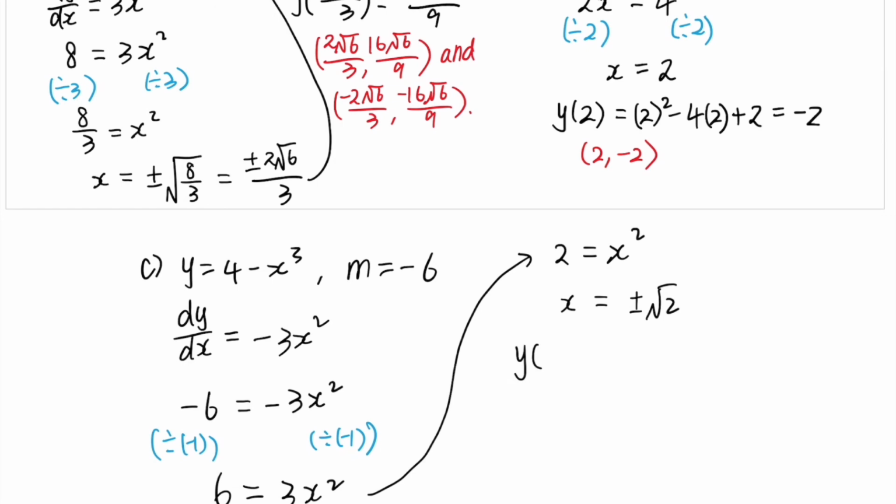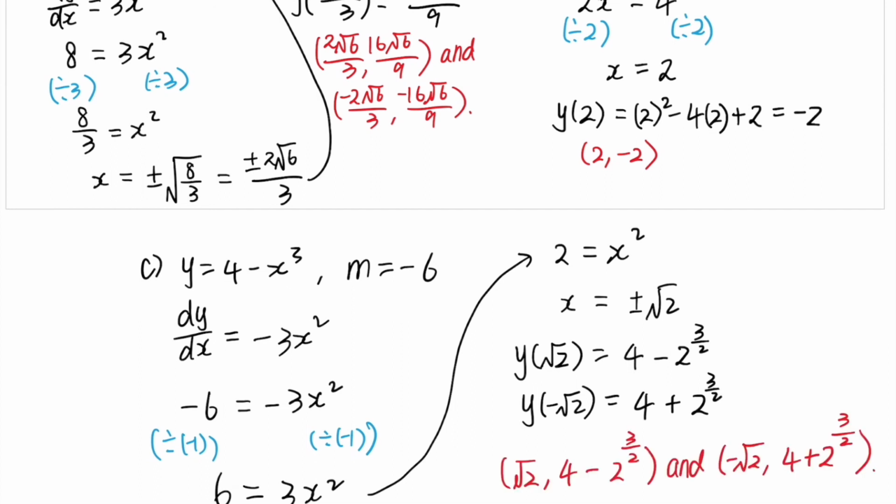Finally, if we sub these two x values into our original function, when x is positive square root 2, the corresponding y value is 4 minus 2 to the power of 3 over 2. And when x is negative square root 2, the corresponding y value is 4 plus 2 to the power of 3 over 2. So at these 2 points on our curve, the gradient is equal to negative 6.